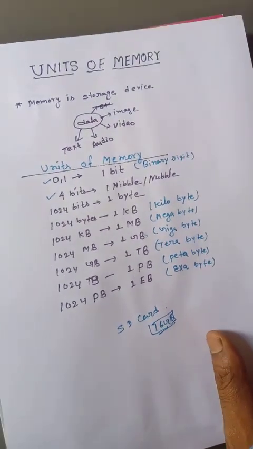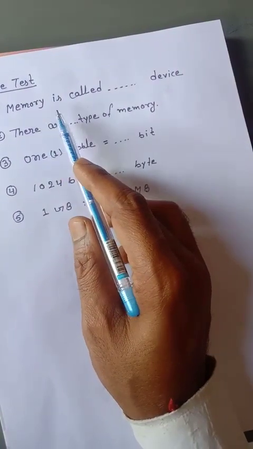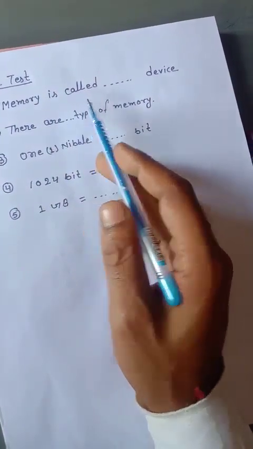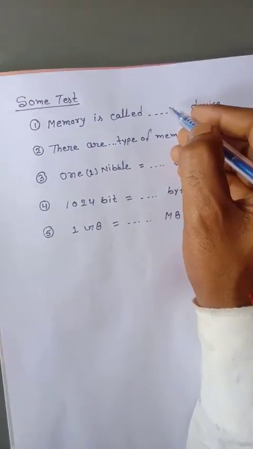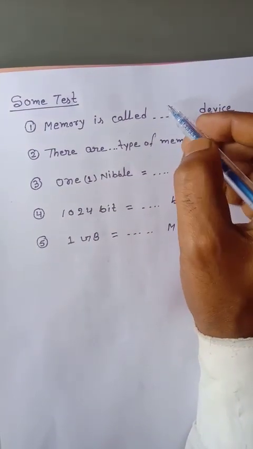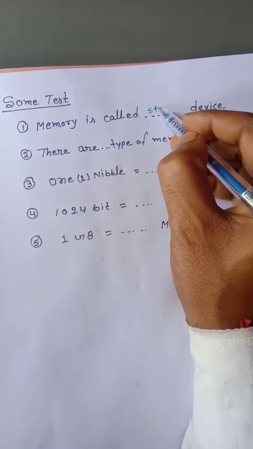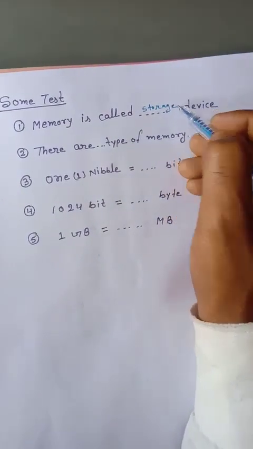Now we come to the test of our units of memory. There are some questions related to memory. Memory is called which device? Think about it. You are thinking right: storage device. It is a storage device.